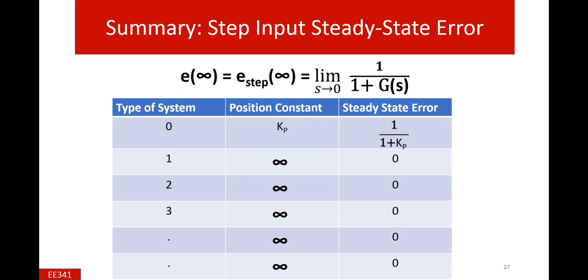So the summary of the step input for steady state error is simply: if the system is type 0, then there is some constant term like this one, and the steady state error is equal to 1 over 1 plus the constant, which gives us some constant value. And if it is a type 1 system, then this position constant is infinite and the steady state error is 0, and so on.